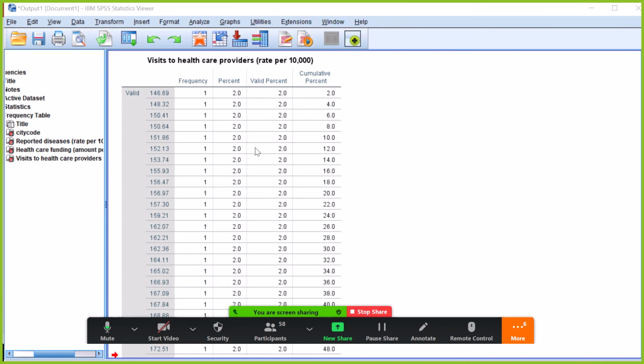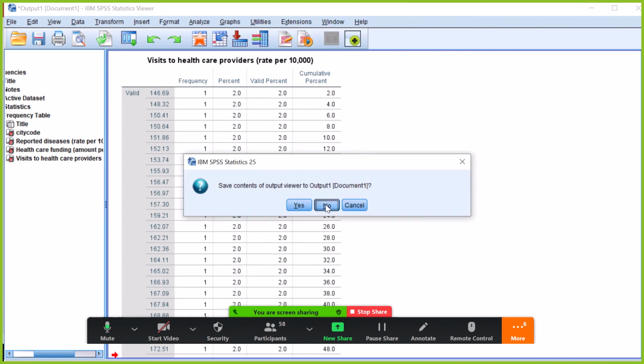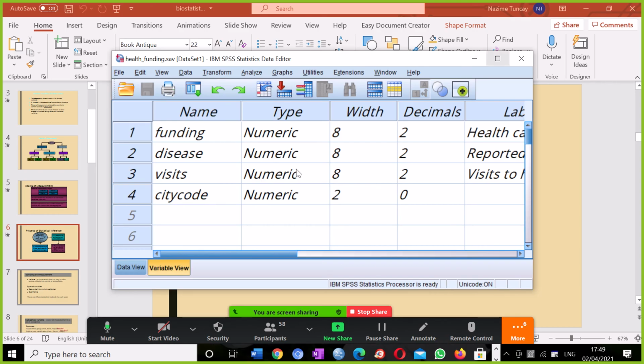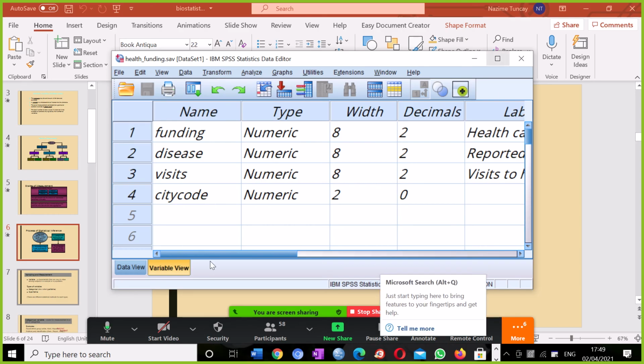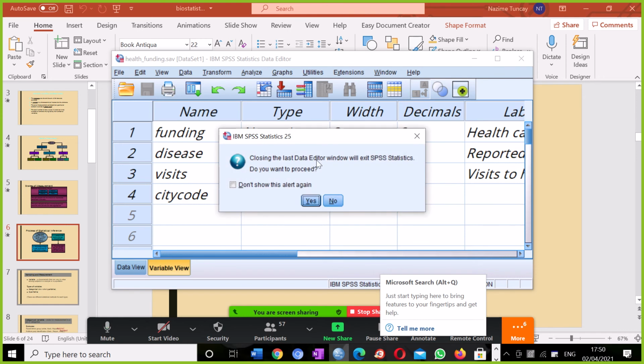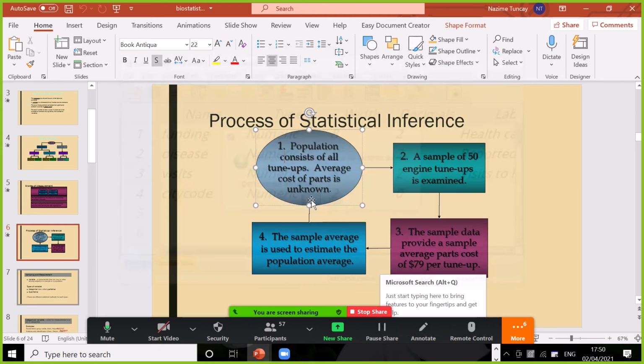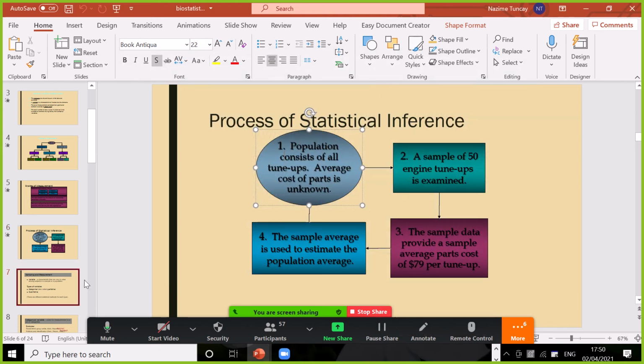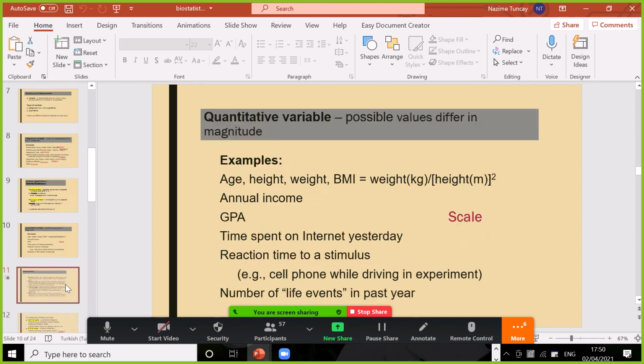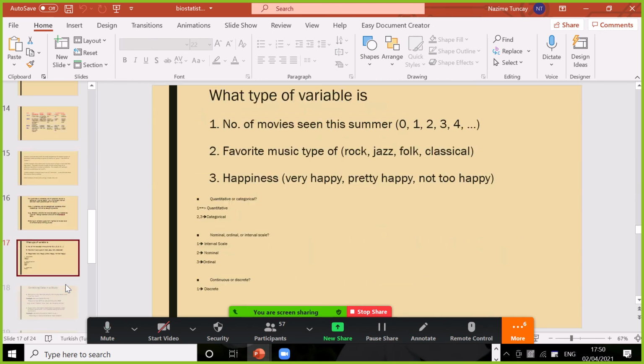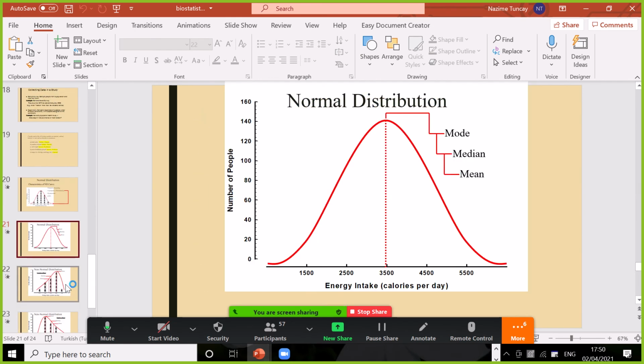I'm going to close it. I don't want to save it. No. Okay. This was an example of an SPSS document here. I close it also. No, I don't want to save it. By the way, the extension is .sav. Okay. Yes, I want to close it and I don't want to save it. Okay. So here, yes, there are different variables.